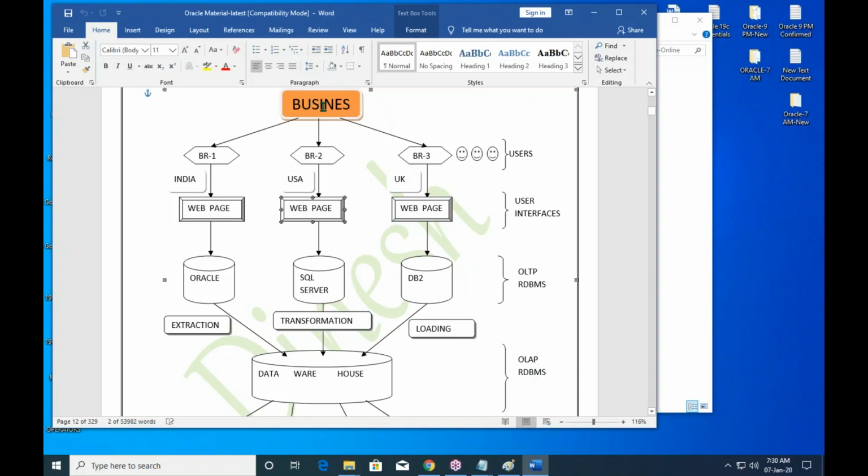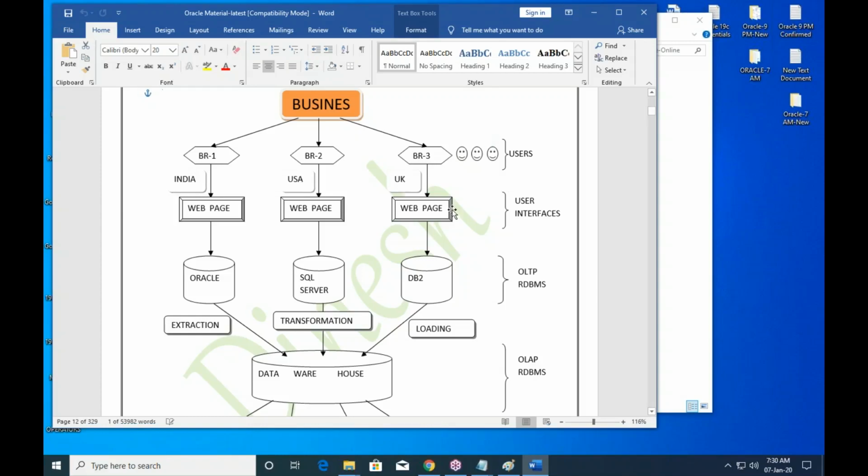First, see, there is a business. Let us assume it is your bank. The bank has branches. In each branch, we have users. Users means employees, customers, visitors, higher level management. All people are related to the business.